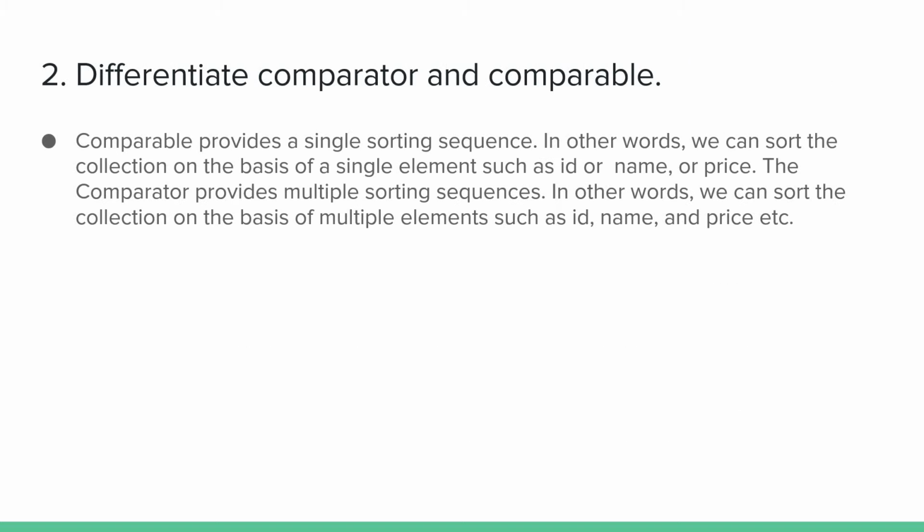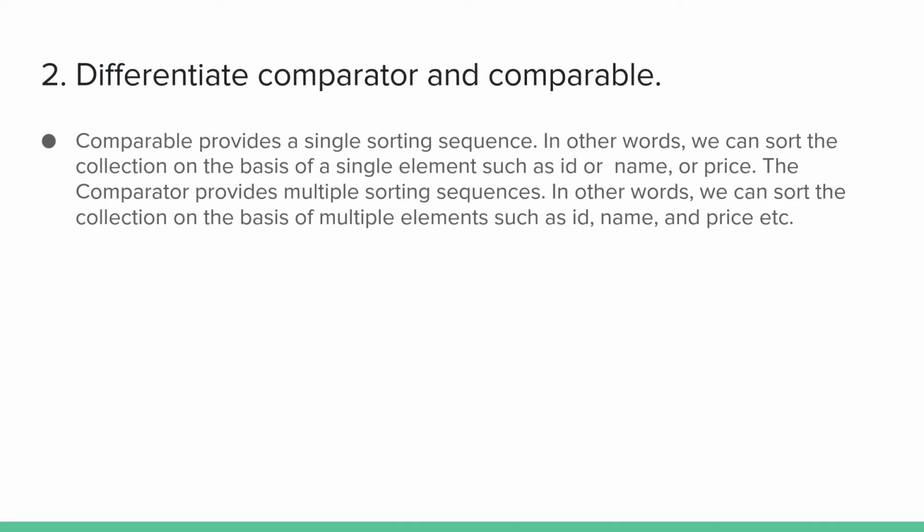Differentiate comparator and comparable. This is such an important question. Comparable provides a single sorting sequence. Remember, comparable provides a single sorting sequence. In other words, we can sort the collection on the basis of a single element such as the name or ID or the price. Comparator, on the other hand, provides multiple sorting sequences.